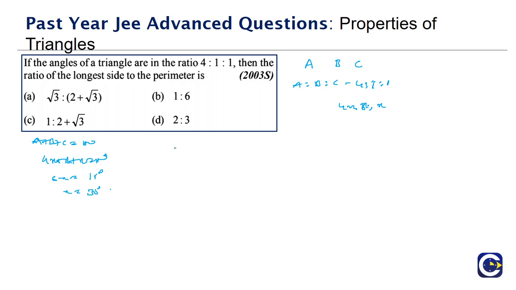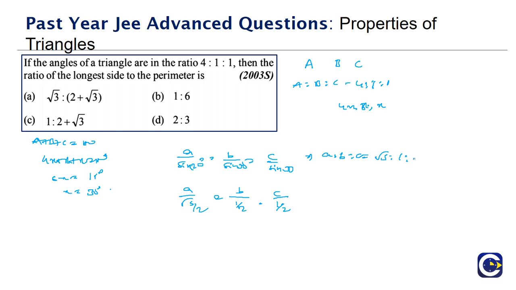So if I substitute 30 degrees and apply the sine rule, a by sine 120 is equal to b by sine 30 is equal to c by sine 30, which gives me a by root 3 by 2 is equal to b by 1 by 2 is equal to c by 1 by 2, which implies a:b:c is root 3:1:1. So if you consider the longest side, root 3 by perimeter is root 3 by root 3 plus 1 plus 1, so root 3 by 2 plus root 3 is our required ratio. So the answer for this question is option A.